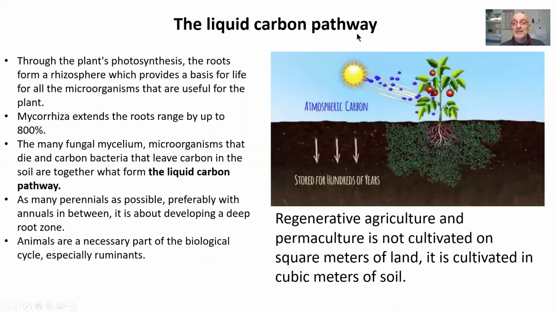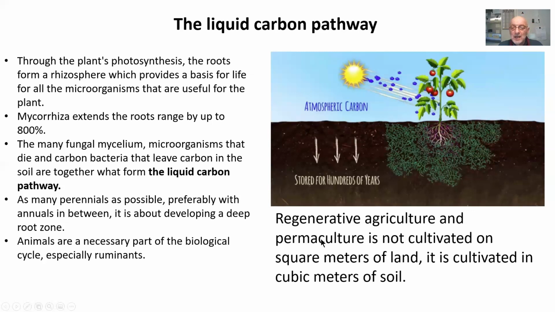The liquid carbon pathway is a very, very important thing we go to look at. So we have the atmospheric carbon here and the plant roots here with a lot of mycorrhiza around it. And of course, we know all of this rhizosphere and things like that. The plant roots will grow and develop all of these microorganisms which are dying off, and we have those carbon bacteria, or they store in the soil for hundreds of years, as deep down as the roots and mycorrhiza are growing.